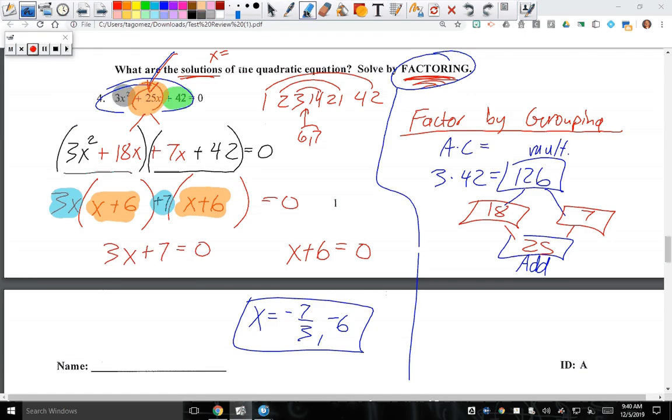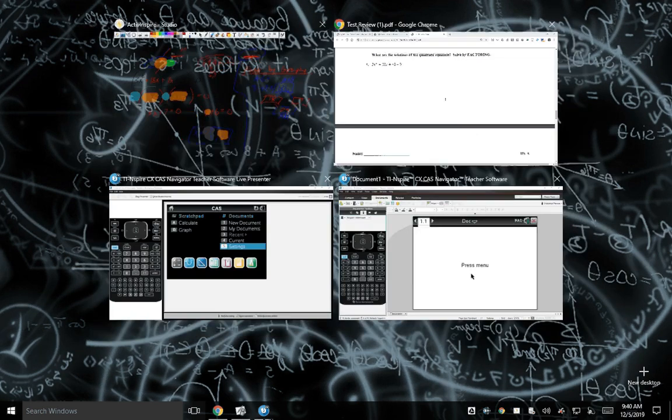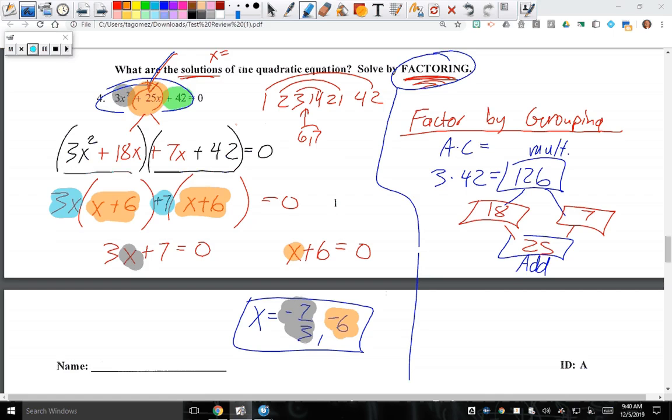Now if I solved from these factors, because I set them equal to 0, I'd get negative 7/3 there, and I would get a negative 6 here. So I still get my answers. They're just going to be shown as far as the factor by grouping method. Any questions? Okay.